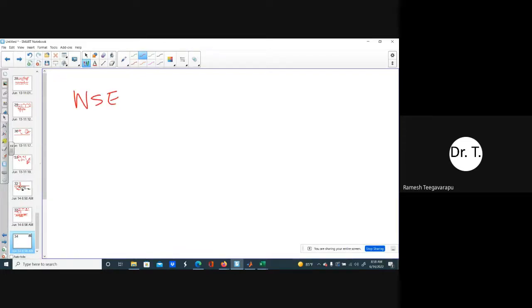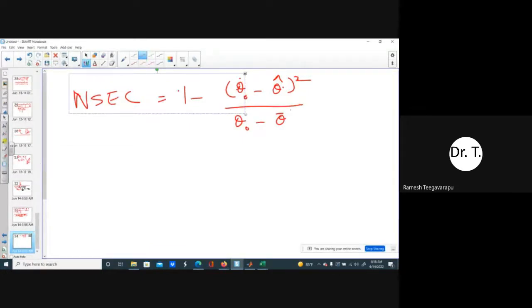So the Nash criterion, NC, equals 1 minus the sum of theta observed minus theta estimated, whole square, divided by theta observed minus theta average, whole square. That means your model is now the average, right? And of course, you are summing up over all observations, with index i, and you're doing the same thing in the denominator. So basically, you are taking a ratio of the squared differences between observed and estimated by your model, divided by observed minus the average value of all the values. That means you don't have any model.